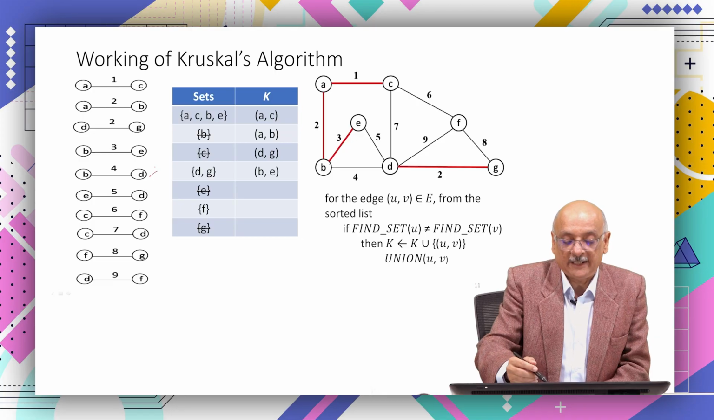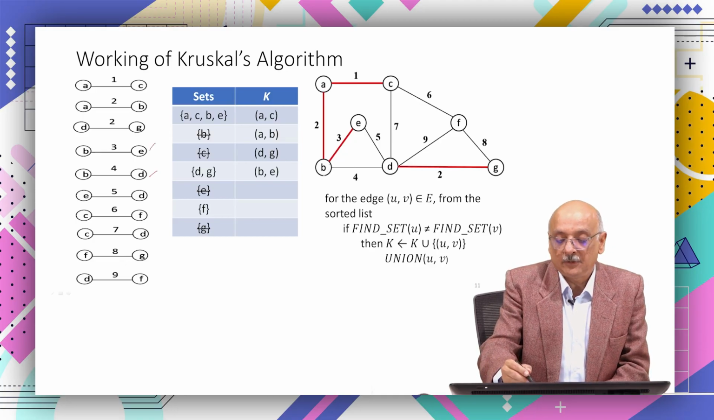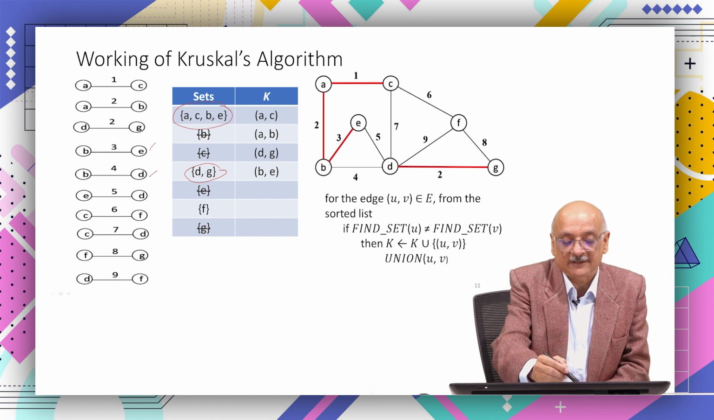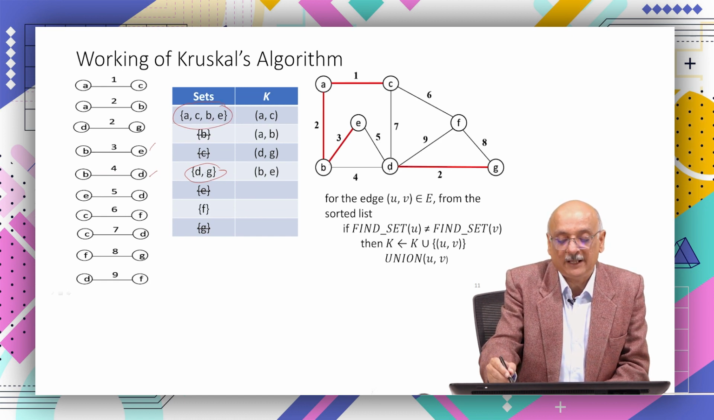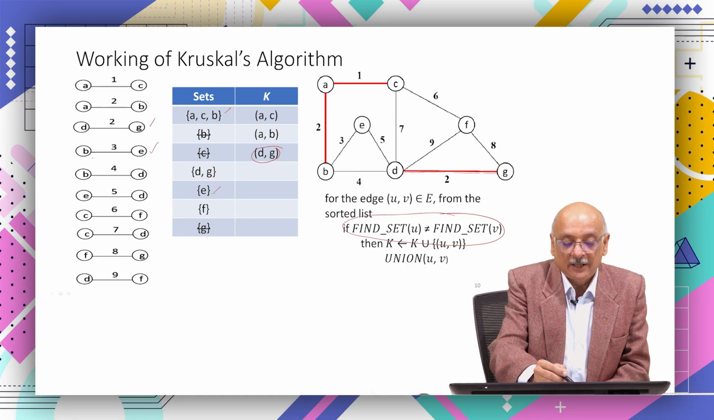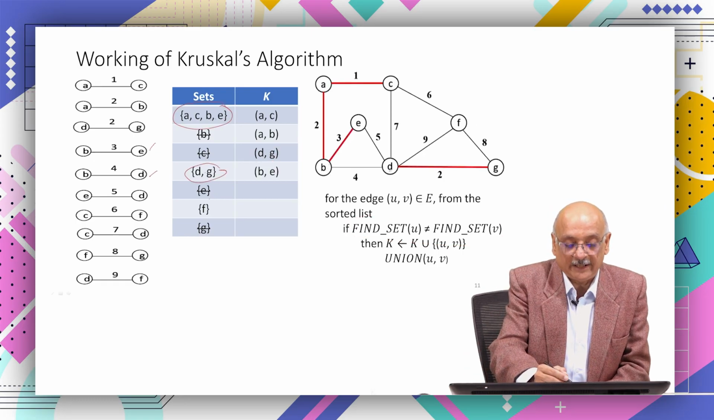What about BD next? Now, when we see BD, we have added till BD. In BD, D is part of a separate set, this set, and B is part of this particular set, separate sets. Once again, BD will be added to the minimum cost spanning tree. So we will add it to the minimum cost spanning tree, and the next edge which will be added over here is going to be BE.